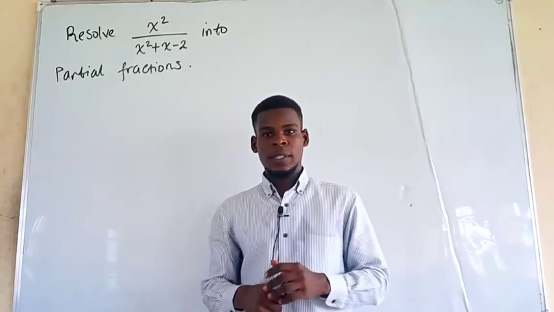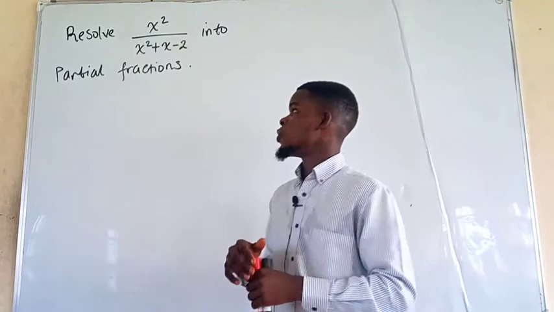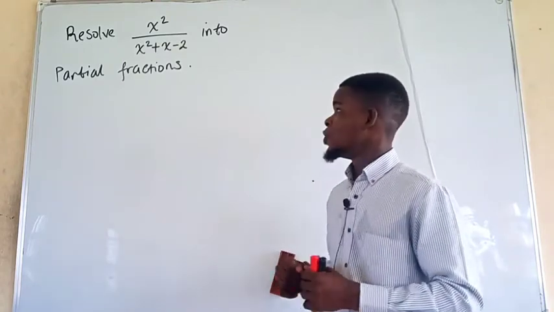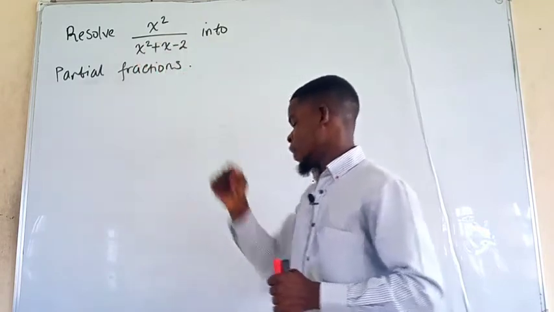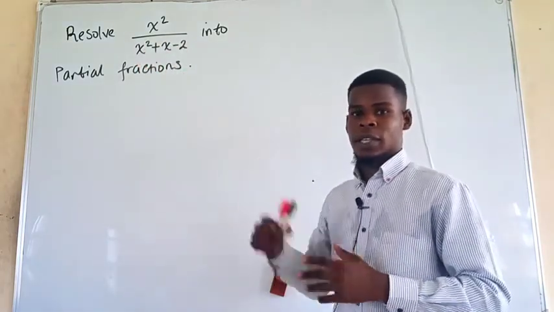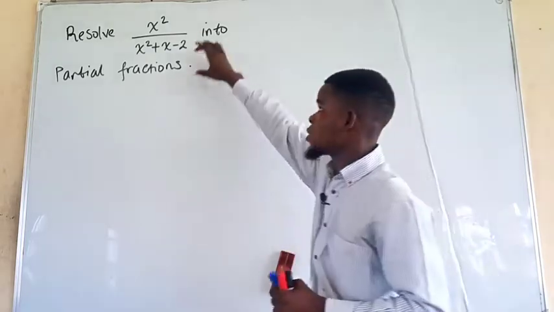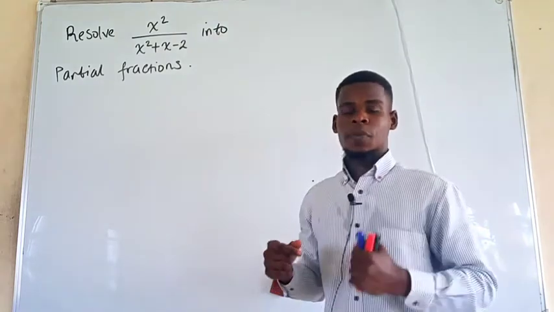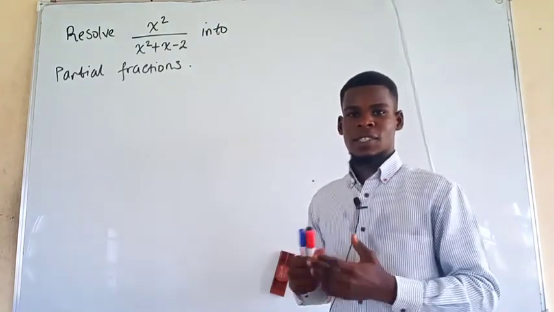Alright, hello viewers. Now in this video, I want to resolve this expression right here into partial fractions. You see that in the numerator we have x squared, and in the denominator we also have x squared, that is the highest power, the highest degree in the top and the bottom. You see that they are the same. So this kind of fraction is called an improper fraction because the degree in the top is the same as the degree in the denominator.